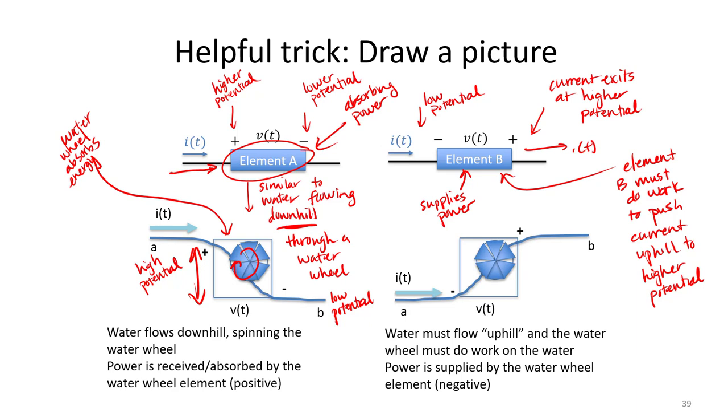See the difference there? If we draw a picture and visualize, we see that element B has to supply power to the current in order to push it to higher potential, just like I'm trying to pump water uphill. Meanwhile, in element A, we saw the opposite was true. Our water, or our current, was flowing downhill to lower potential, and this caused element A to absorb power.